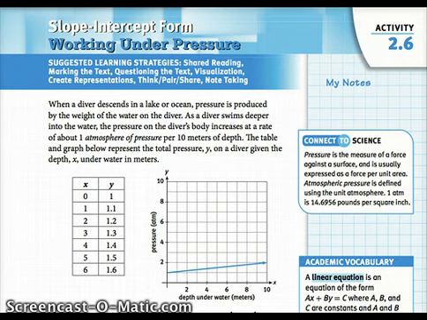I want you to look at this graph. I want you to notice the signal boxes. So we have a lot of text features here. We have a table, we have a graph, we have 1, 2, 3, 4 signal boxes on this page. I want you to pay particular attention to the academic vocabulary. So give yourself about a minute to do that. And then I want you to complete numbers 1, 2, and 3. I'm going to give you a total of 5 minutes.